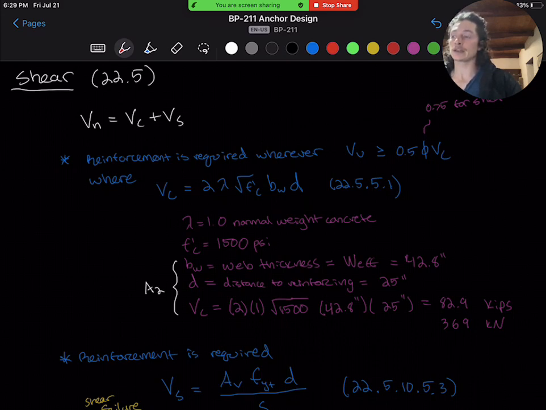bw is the web thickness, taken as w effective of the anchor, 42.8 inches, and d is our distance from the top of the section to the centroid of the tension steel at the bottom, and this is going to be 25 inches in an A2 anchor. These dimensions are read straight off the A2 anchor detail. When we put all these values together, we get around 369 kilonewtons for our value of Vc. And you will find that reinforcement is likely almost always required. So we will add our Vs term in.